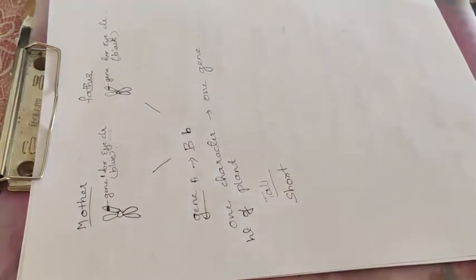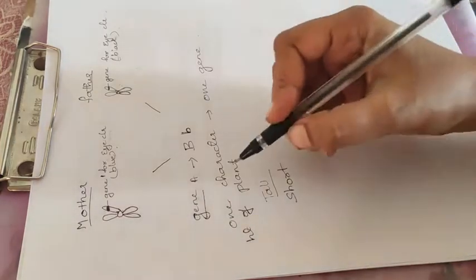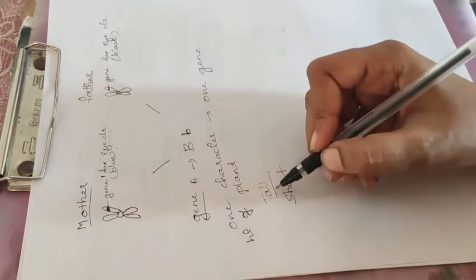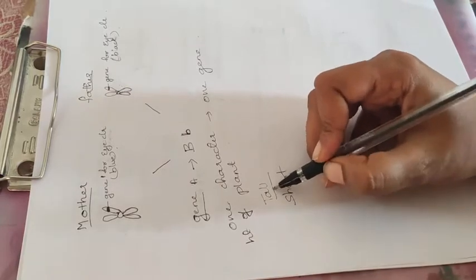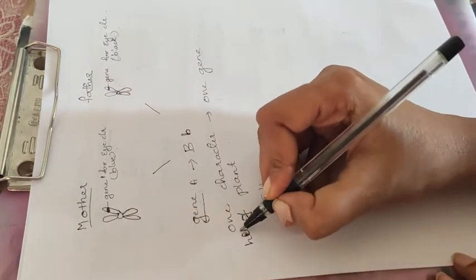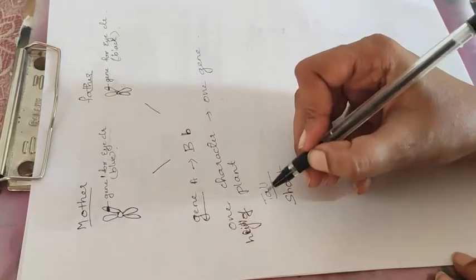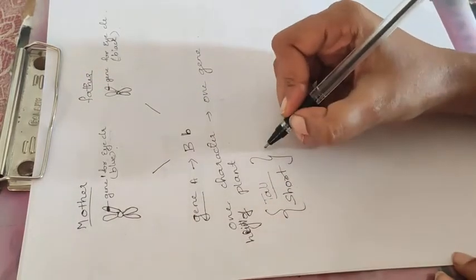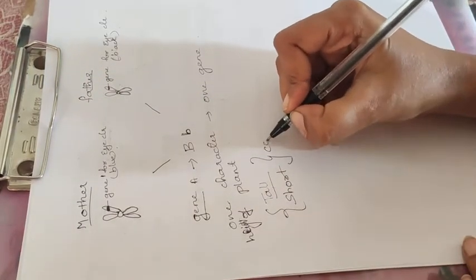If I say one plant is tall, what I am talking about is the height. If I say the plant is short, there also I am talking of the height. So these two are regarding the height of the plant only, but these two are called contrasting characters.